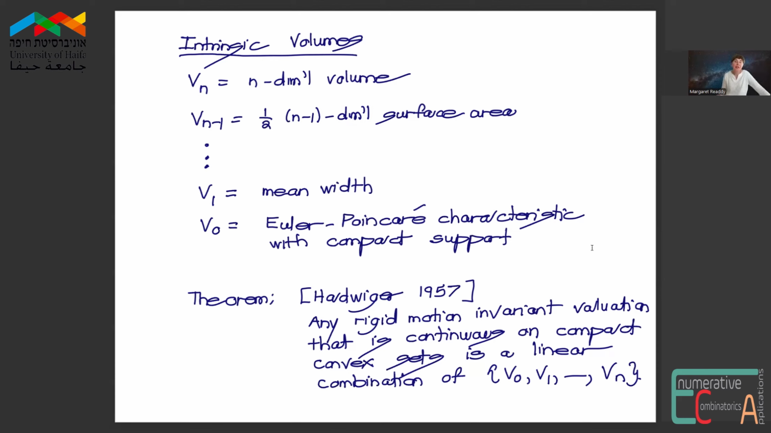So, all right, intrinsic volume. So Vn is the usual n-dimensional volume, but we have other things. So Vn minus 1, up to a constant, is surface area. Going all the way down to V0 is the usual Euler-Poincaré characteristic with compact support. And it's a theorem of Hadwiger that says, suppose you have a valuation that is invariant under rigid motions, and it's continuous on compact convex sets, then you can actually write it as a linear combination of these intrinsic volumes. So these kinds of measurements are encoded well.